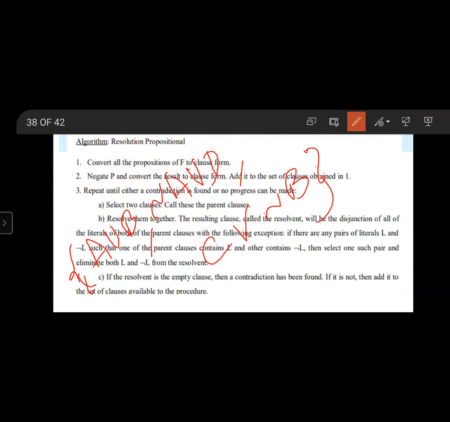If C is a resolvent of two clauses C1 and C2, then C is called a logical consequence of the set of clauses C1, C2. This is known as the resolution principle.